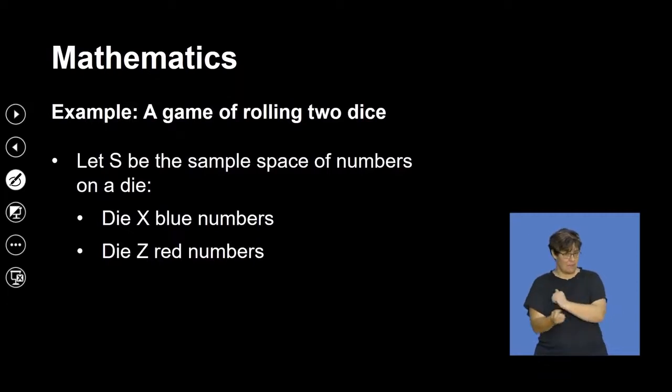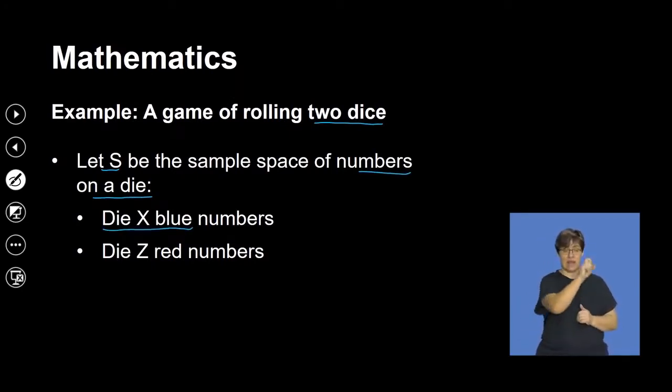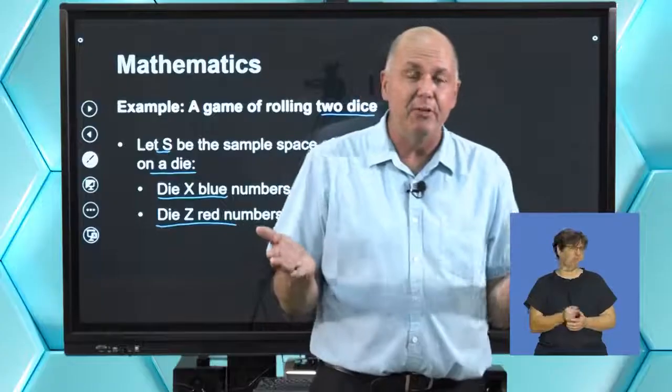Well, let's have a look at our game. So let S be the sample space of numbers on a die, and we've got two dice, because we're going to have a game of rolling two dice, and die X will produce blue numbers, and die Z will produce red numbers. So let's just think about that for a minute.